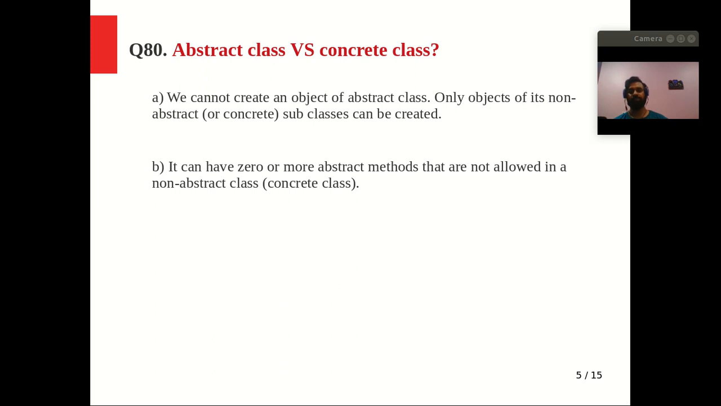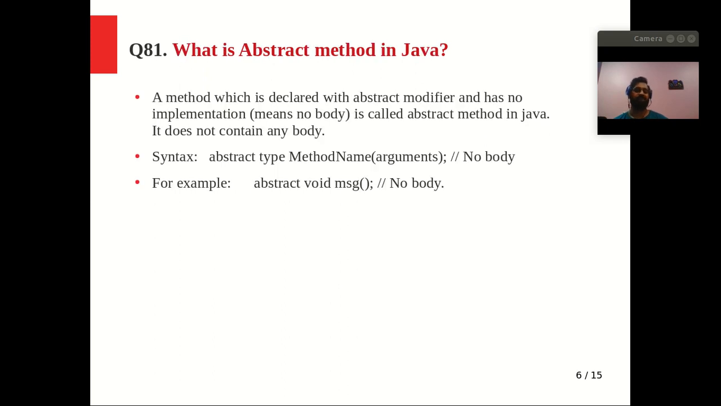Now let's move to the next question which you may get: what is an abstract method in Java? A method which is declared with the abstract modifier and has no implementation, meaning no body, is called an abstract method in Java. It does not contain any body. The syntax can be like abstract, type, the method name and the arguments, as I have shown you in the example also. The run method in the Vehicle class was an abstract method. For example, abstract void message, here no body is given, so this is an abstract method because the implementation of this method is not defined here.